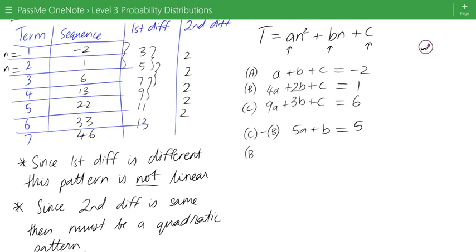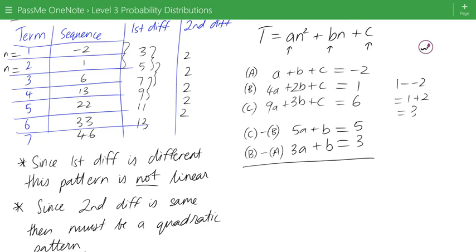So for my next equation, I'm going to go equation B minus equation A. So 4a minus a is 3a. 2b minus b is b, and c minus c is 0, so we don't write anything. And 1 minus negative 2, that's the same as 1 plus 2, because two negatives make a positive, so that's going to be 3. Once we've done that, we can subtract these two equations from each other.